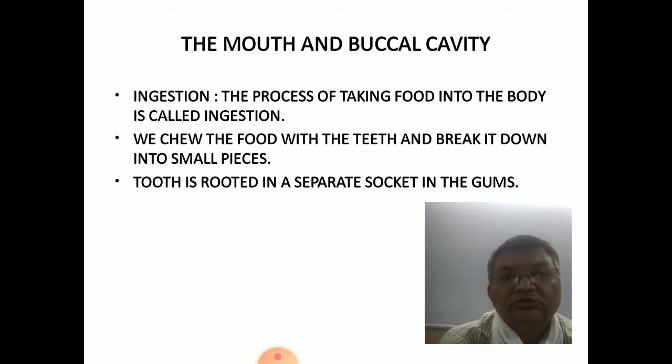And we chew the food with the help of teeth. Teeth break it down into small pieces. Each tooth is rooted in a separate socket in the gums.